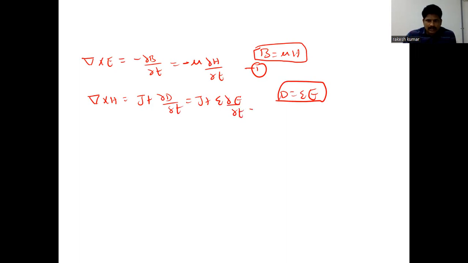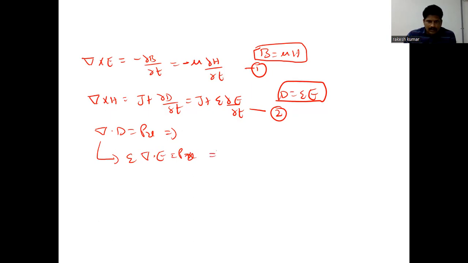Let us consider this as equation 2. Okay, so that is the third equation. Divergence of D is equal to rho V. This can be written, since D is equal to epsilon E, as epsilon into divergence of E is equal to rho V.